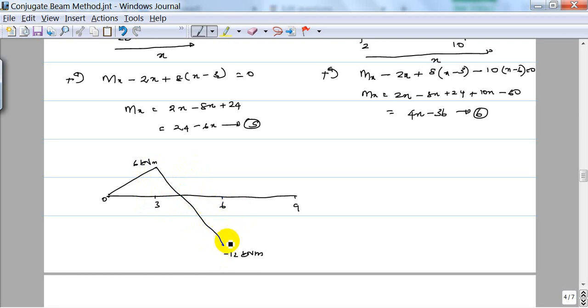Then for 6 to 9, equation 6 is valid. So if you substitute 6 here, then 24 minus 36, minus 12. If you substitute 9 here, 36 minus 36, 0. So it's again another linear curve. So this is the bending moment diagram for the beam.